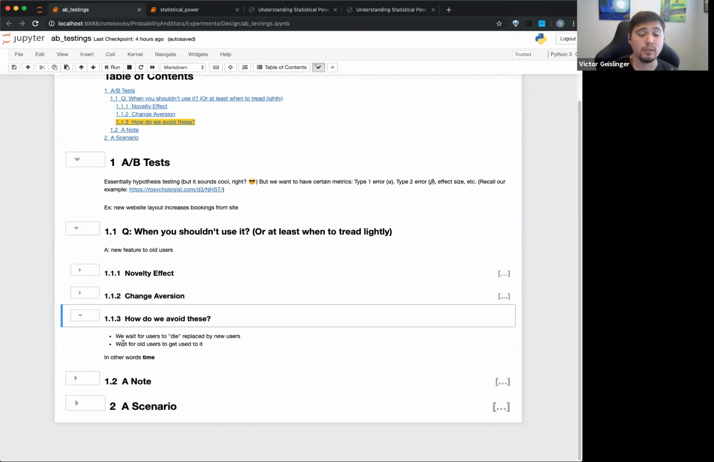Just know that the first results coming out might not be representative of what you will see in the long run. And what exactly are those timings? It depends on exactly what you're looking at, so this all depends on domain and things like that. Does that make sense to everyone? Any questions on novelty effect and change aversion?